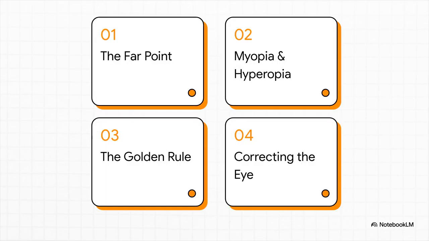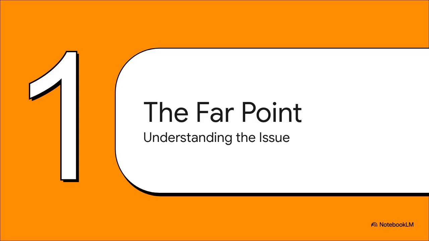So here's our game plan for today. 1. The far point problem. 2. Myopia and hyperopia. 3. The golden rule. And 4. Correcting the eye. Let's get right into it. All right, section 1, the far point problem.